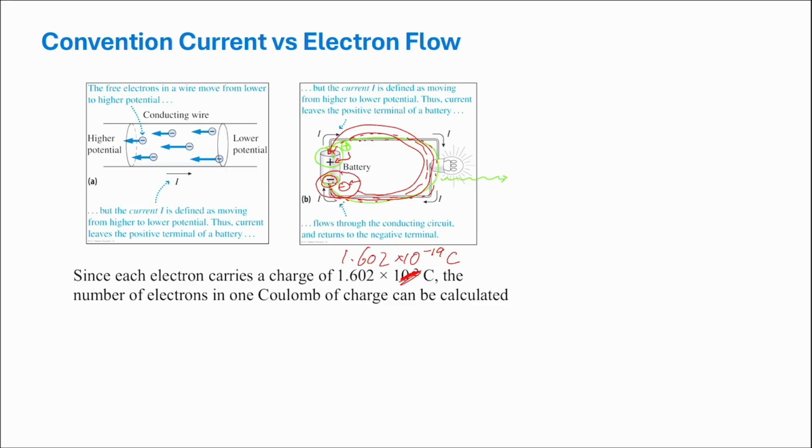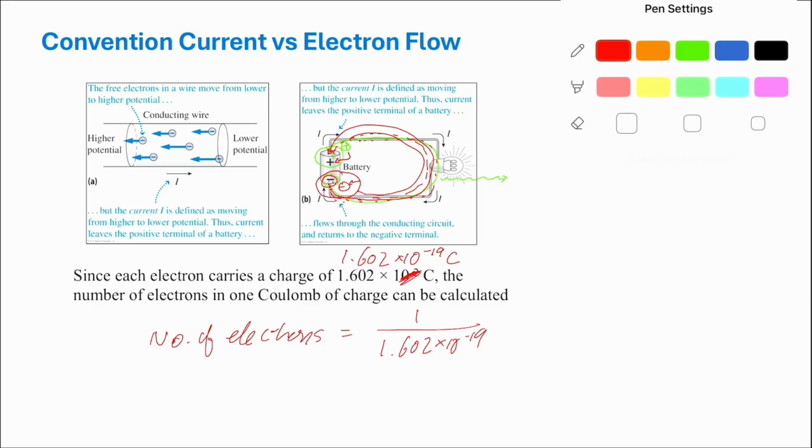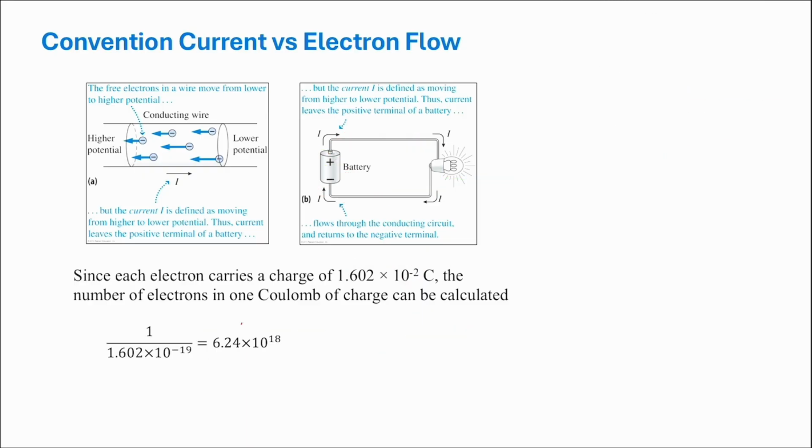So in order to carry 1 coulomb of charge, how many electrons do you require? This is easy. The number of electrons required to carry 1 coulomb of charge is 1 over 1.602 times 10 to the minus 19. And if you do the mathematics, this is equal to 6.24 times 10 to the 18. This is the number of electrons.